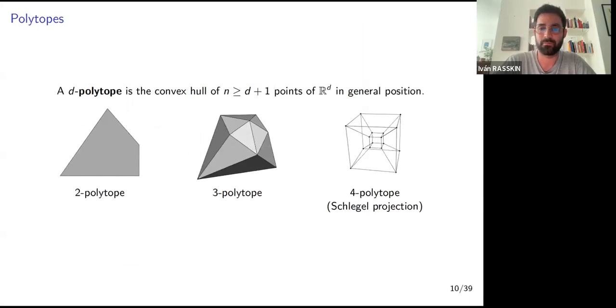So we have to pick more than d plus 1 points in general position. It generalizes the notion of polygon or polyhedron. A 2-polytope is just a convex polygon, a 3-polytope is just a convex polyhedron. And for a higher polytope, we cannot draw it. We can draw a projection, for example, a Schlegel projection of the skeleton.